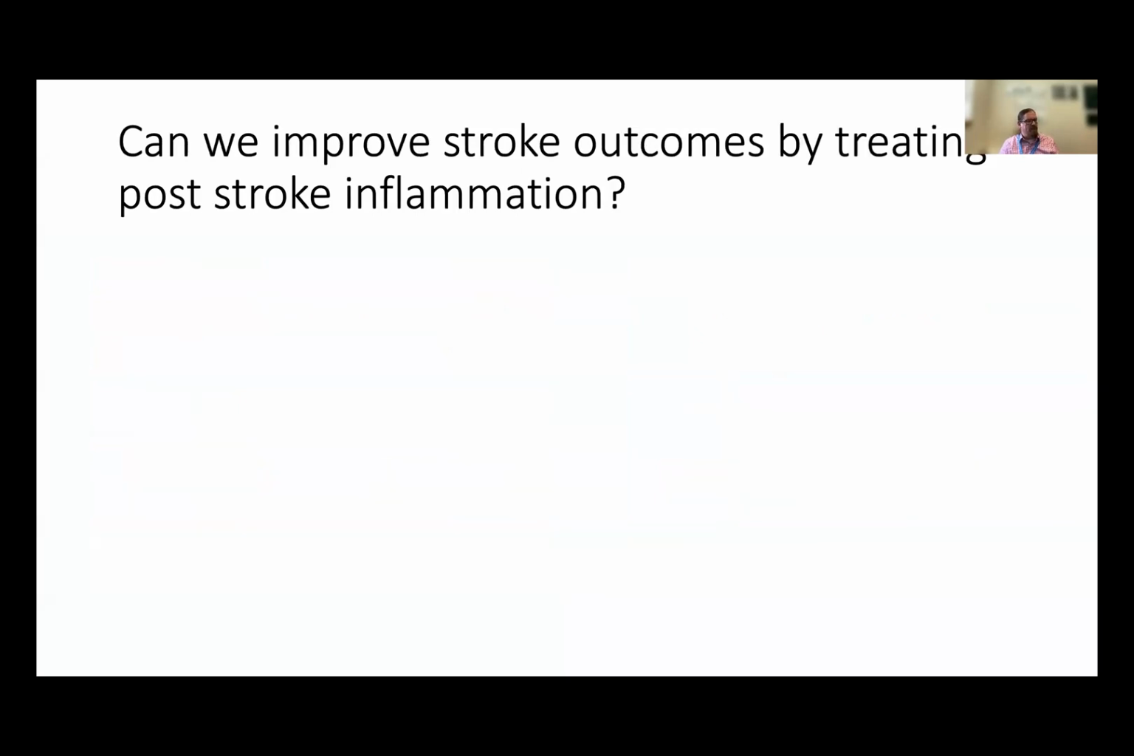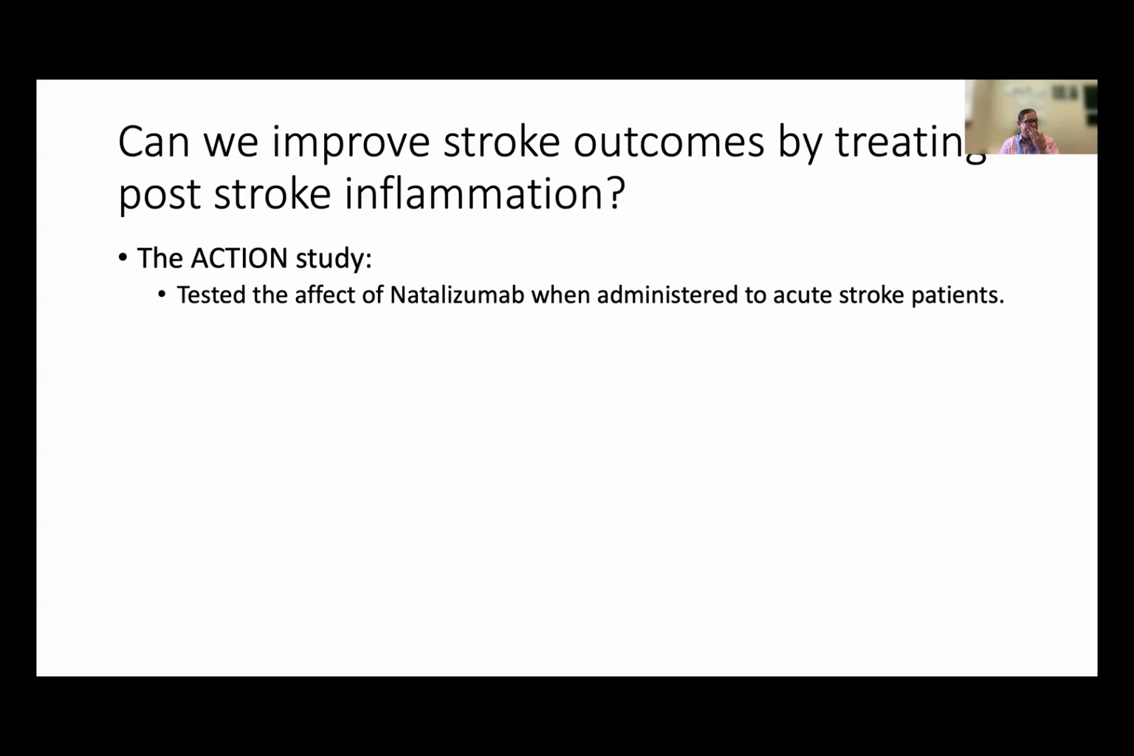So that leads to the question of, is this a target for treatment, and is this playing a role in people's recovery? If we could potentially alleviate this, could we not aid in recovery? One of the first studies that I'm aware of to look at this was the ACTION study. They tested natalizumab, more commonly known for its application in MS, in stroke patients. It's a bit of a complicated study. The first round of it looked promising. The second round didn't, and then they shelved the whole thing. So we never got a full answer to this question.